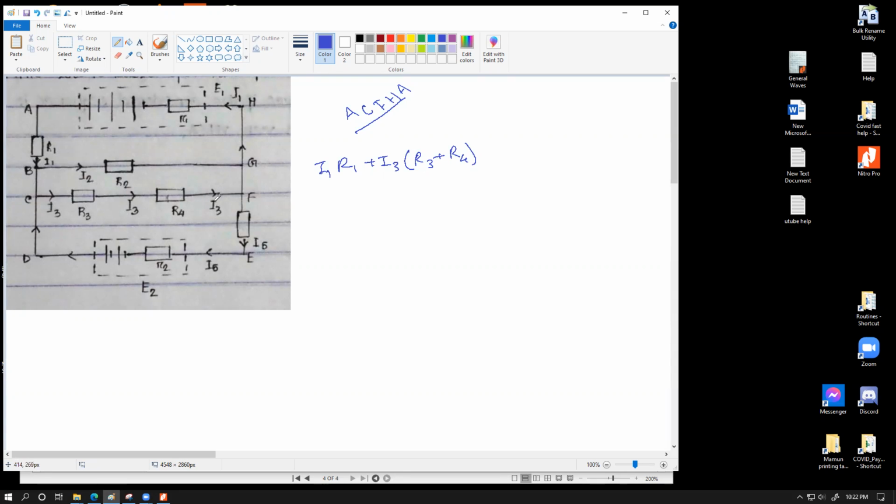So I3 plus I4, and then we go from F to G, nothing is here. G to H, nothing is here. How about from H to A? That is going to give us I1 into R1. This is the total voltage drop for the ACFHA loop. This should be equal to E1, because this considered direction is the convenient direction for the E1 battery to produce a current on its own.